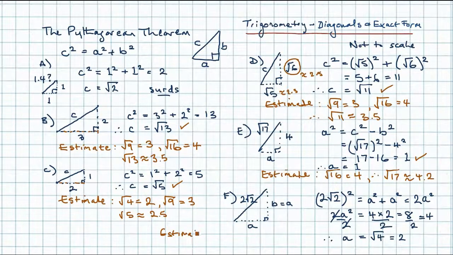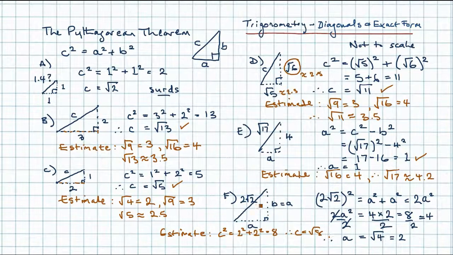And lastly, to check if this answer is plausible or not, what I'm going to do is work the other way. So in other words, I'm going to go back to my C squared equals A squared plus B squared. So C squared equals, now we've got the answer 2. Let's try that. So 2 squared plus 2 squared. In other words, 4 plus 4 equals 8. Therefore C equals root 8.